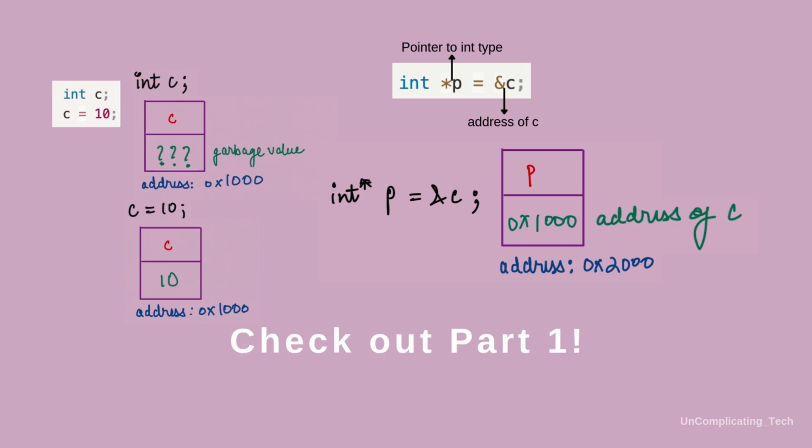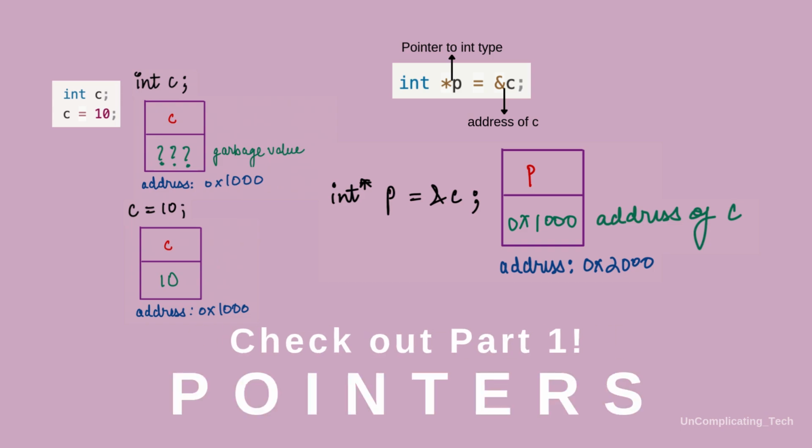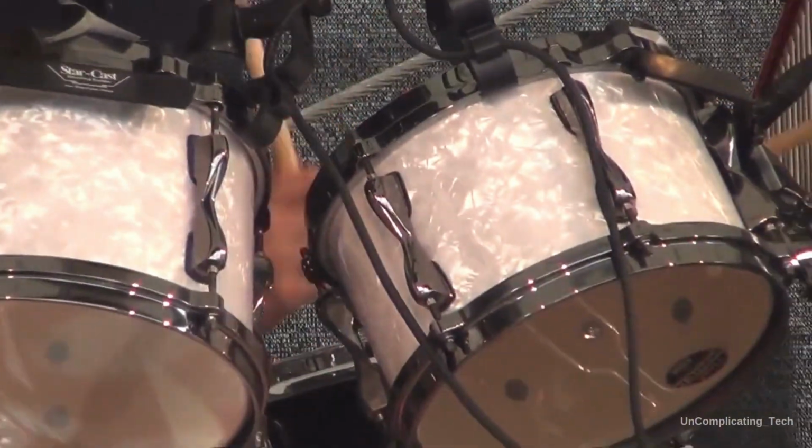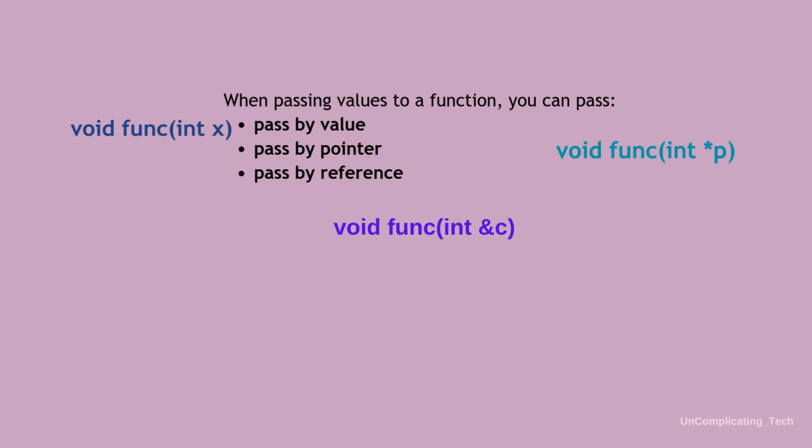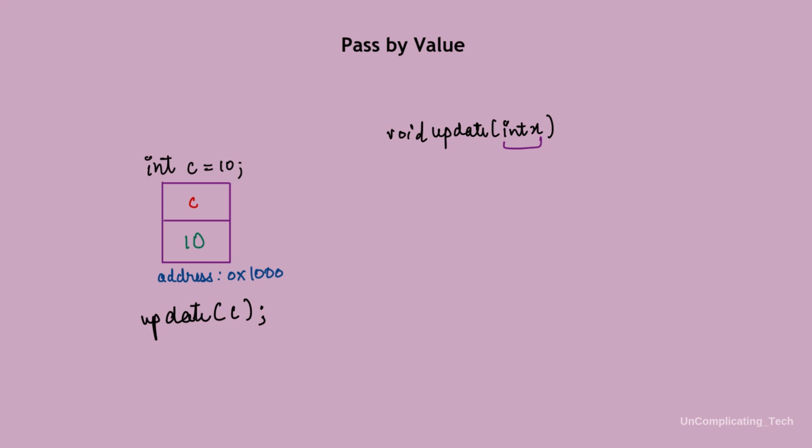In part 1, we understood how pointers work. But how do functions handle variables in C++? There are three ways to pass a variable: by value, by pointer, and by reference. Do you know the difference? If not, let's get started.